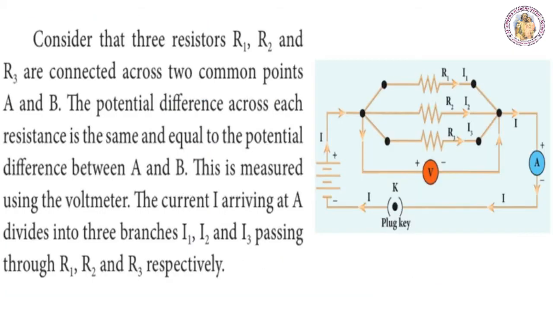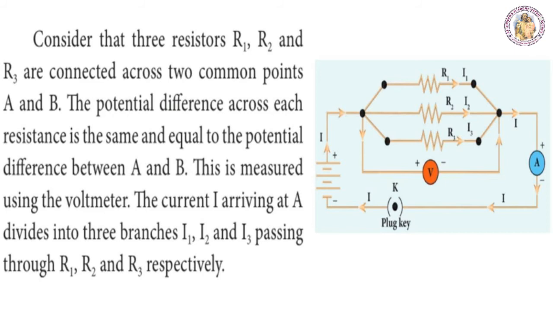Consider that three resistors R1, R2 and R3 are connected across two common points A and B. When you see this circuit, we can see three resistors connected in parallel between the two points A and B. The potential difference across each resistance is the same and equal to the potential difference between A and B. So all the resistors have the same potential difference between A and B.